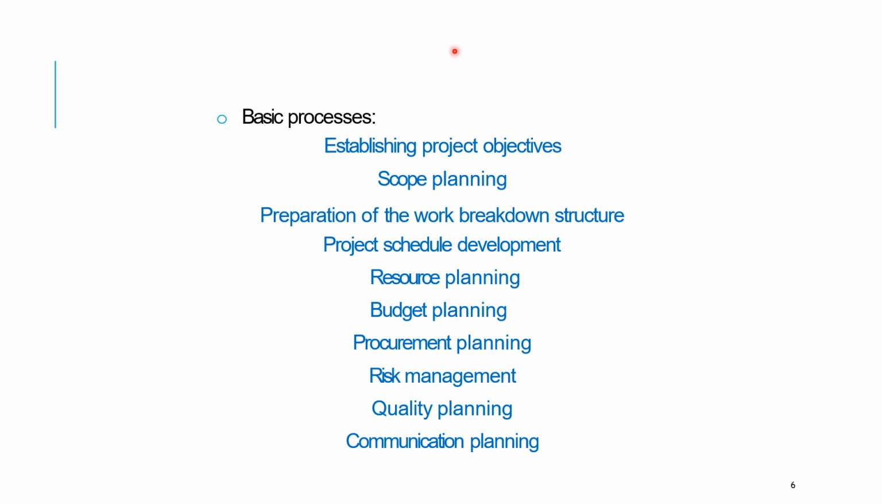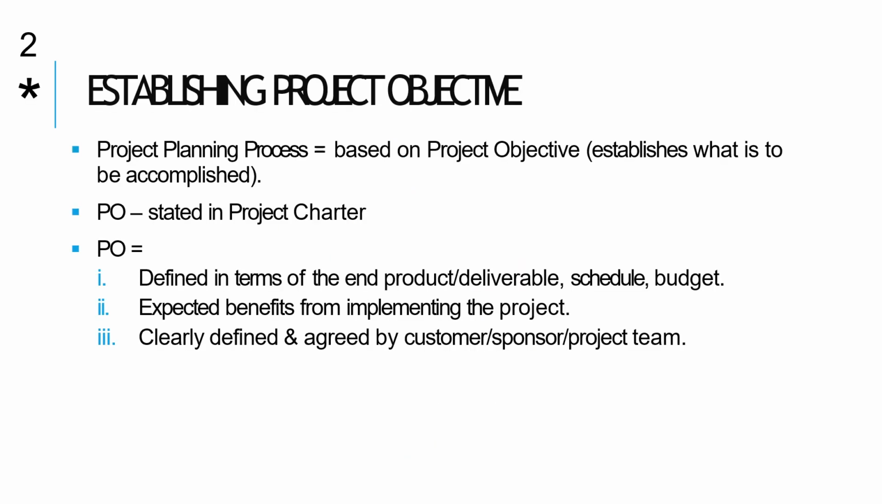Okay, for the basic process: estimate project objectives, scope planning, preparation of the work breakdown structure, project schedule development, resources planning, budget planning, procurement planning, risk management, quality planning, and finally communication planning. First you need to establish the project objective, because the project planning process is based on the project objective. Then you need to state your project charter. Now define the terms of product delivery, schedule, budget, expected benefit from implementing the project, and clearly define the agreed customers.